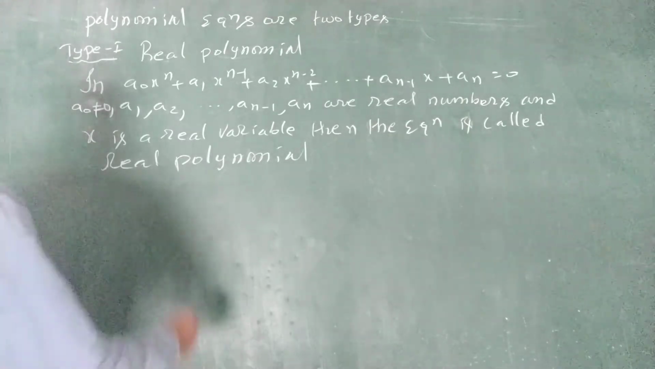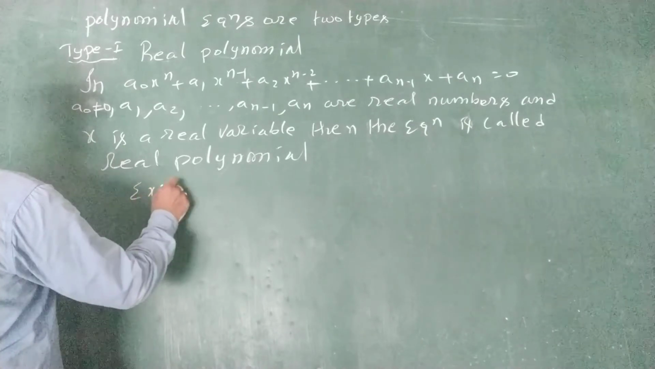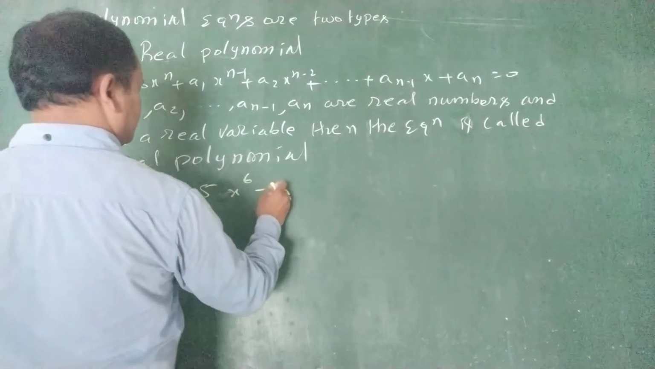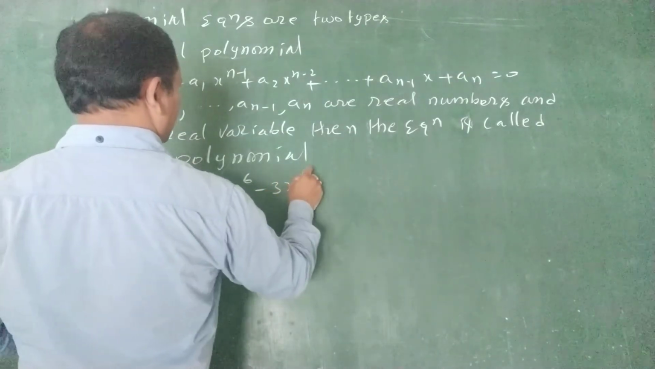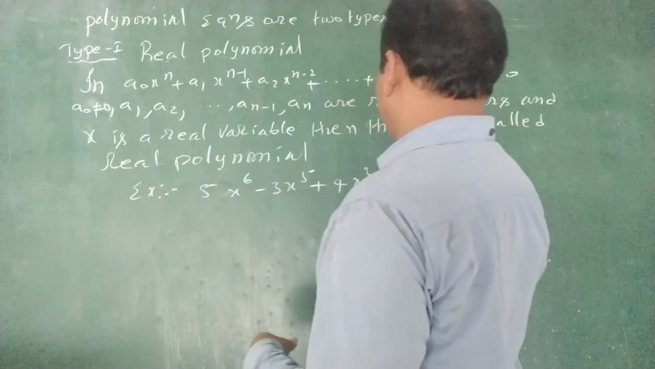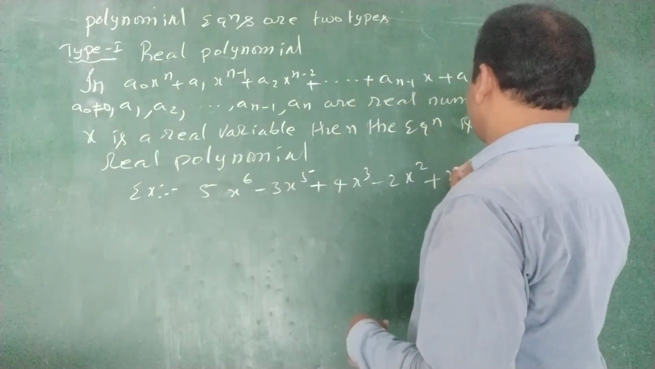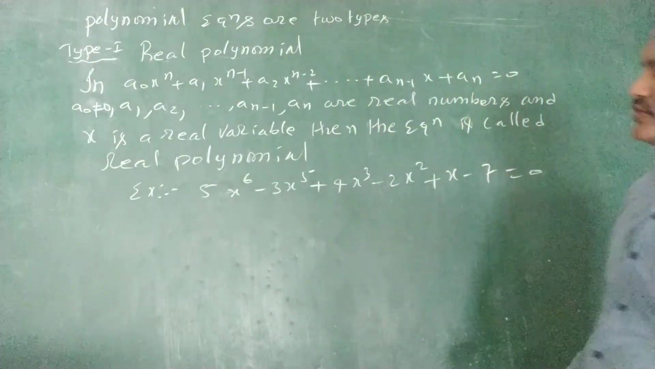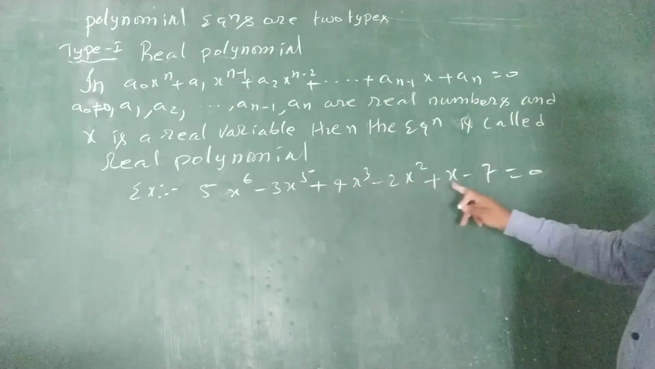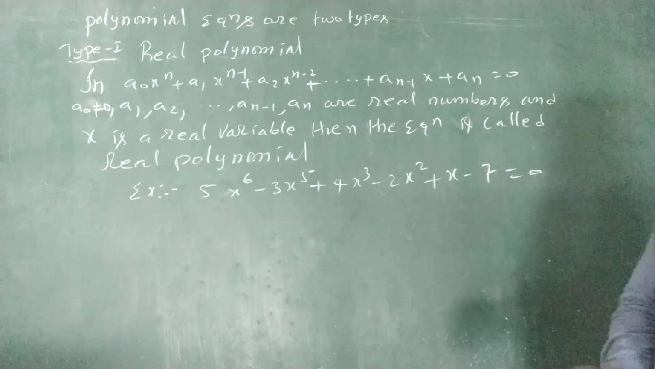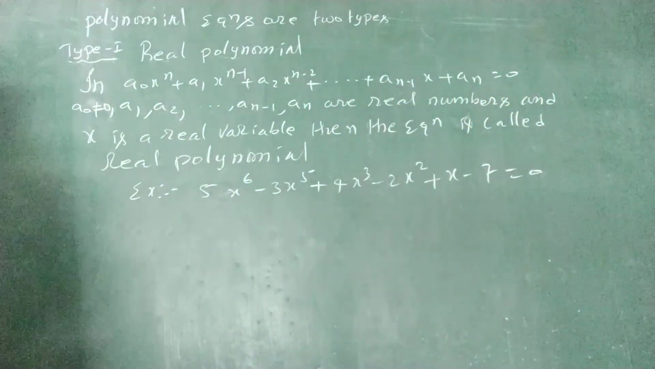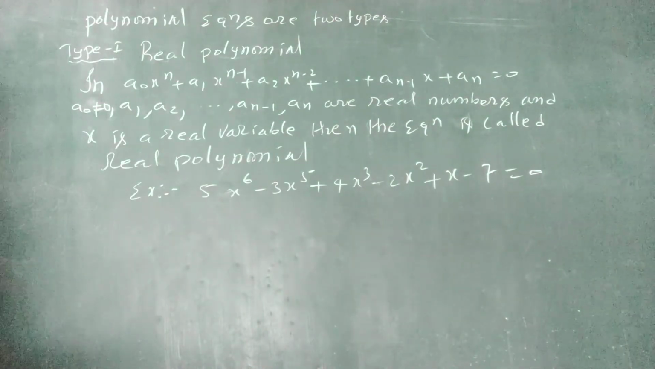For example, 5x power 6 minus 3x power 5 plus 4x cube minus 2x square plus x minus 7 is equal to 0. Observe, 5, minus 3, 4, minus 2, 1, minus 7, these are real numbers. That's why it is called a real polynomial.